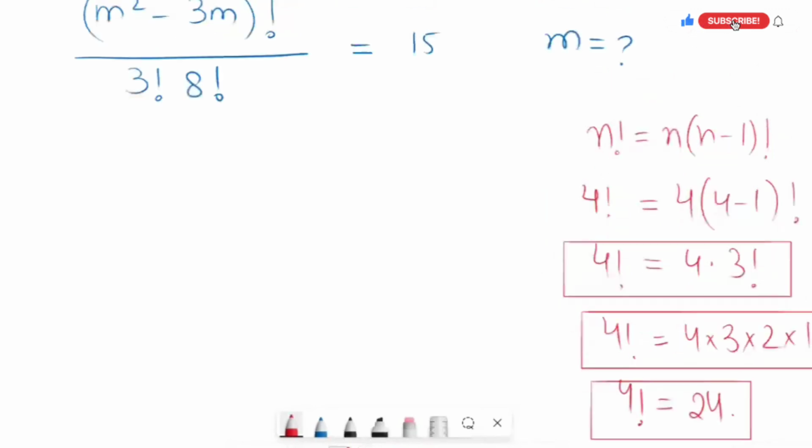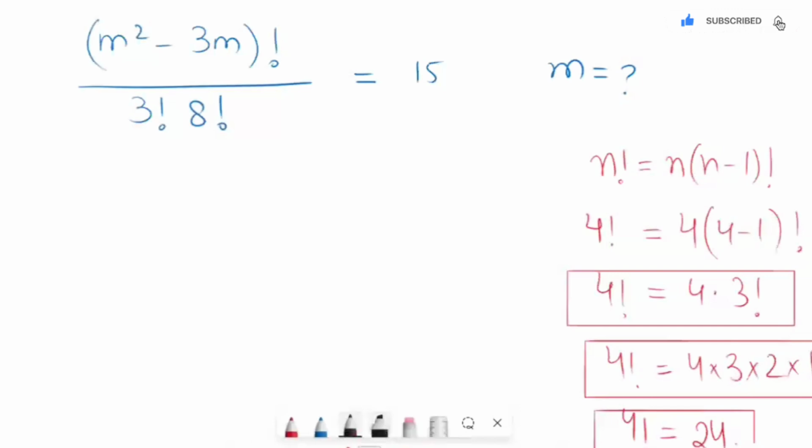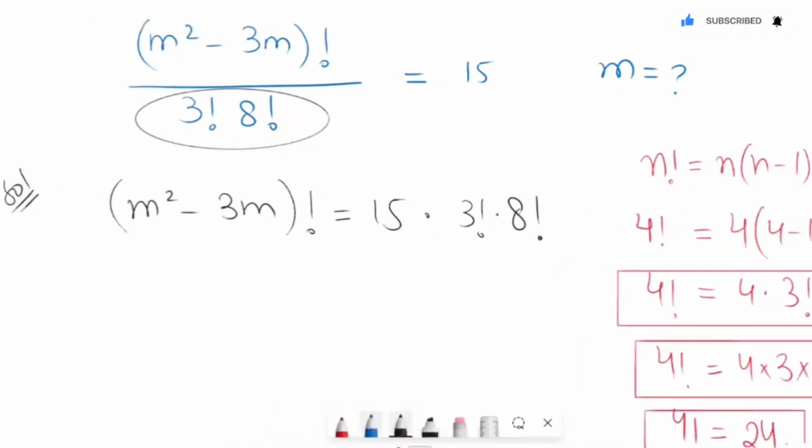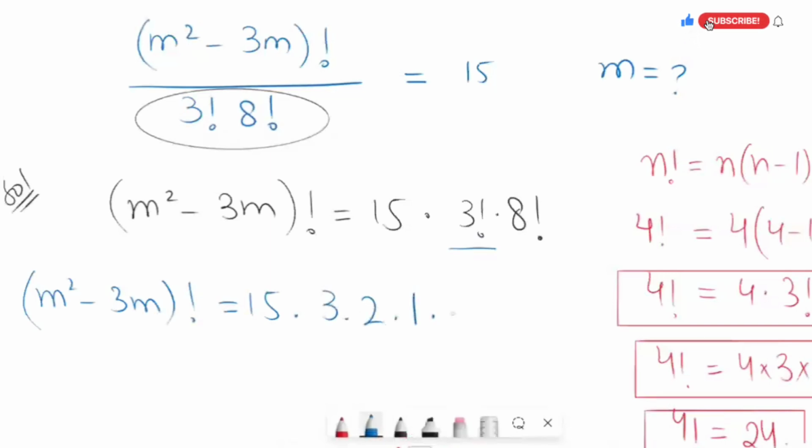Now, in the first step, I am going to take the denominator to the right hand side. So this will turn to (m² − 3m)! is equal to 15 times 3! times 8!. Now I am going to use the factorial formula, so I write the factorial of 3 here: (m² − 3m)! is equal to 15 times 3 times 2 times 1 times 8!.